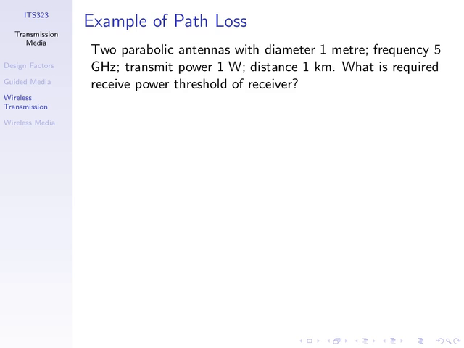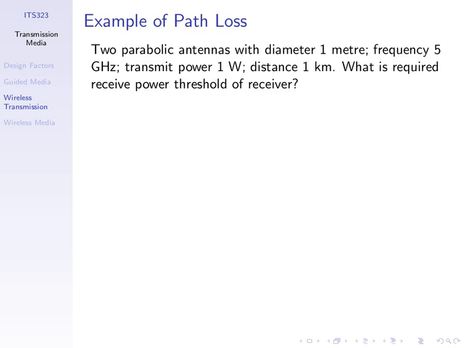What it tells us is that in this condition, we have a scenario with two antennas separated by 1 kilometre, antennas of this size and a power transmitted at 1 watt. We transmit at 1 watt. That's our signal strength. The antenna effectively increases that signal. We have a gain.